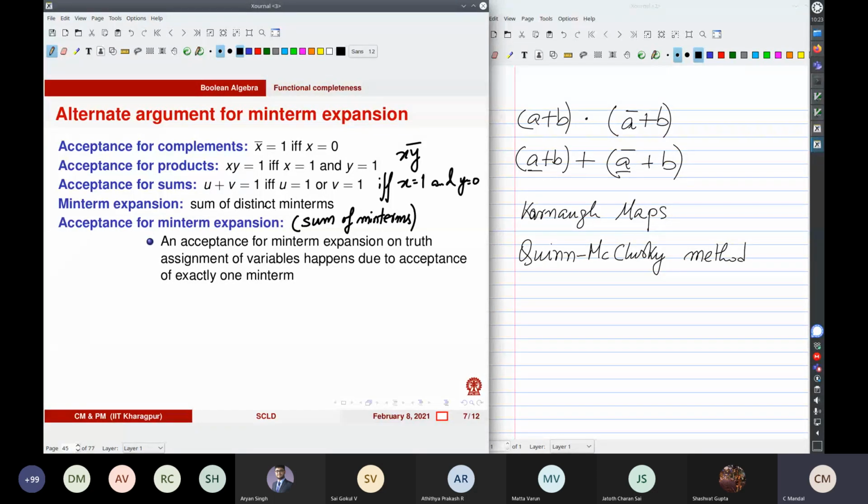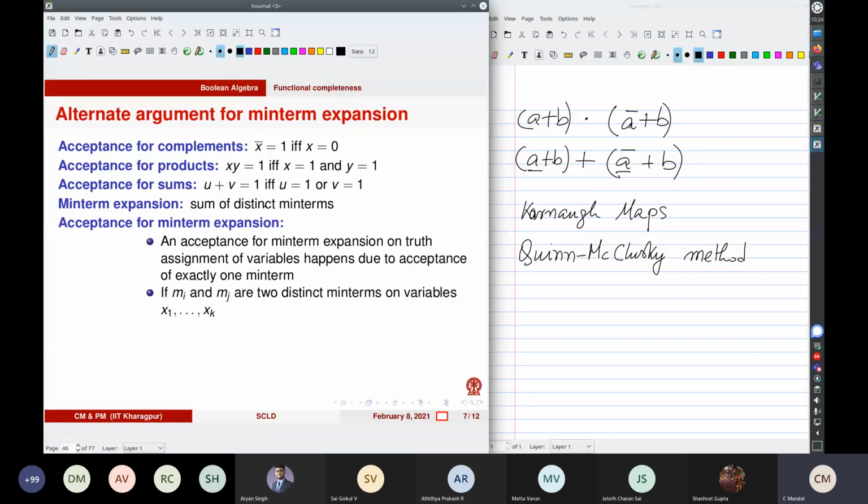And in case of min terms, as you have seen, these are actually the atoms of a Boolean lattice. So only one of them can be true. You'll never have more than one min term true. So we are saying that if you have two min terms, mi and mj, defined on some variables x1 to xk, and these two are not identical, then there must be some variable on which they differ. So let us say that they differ on xp.